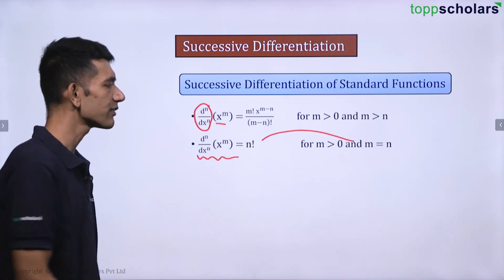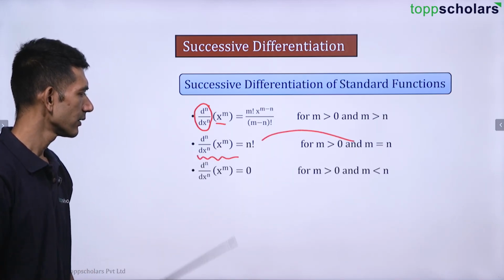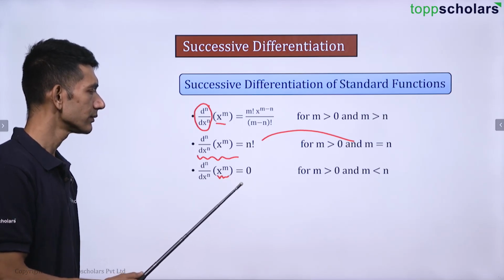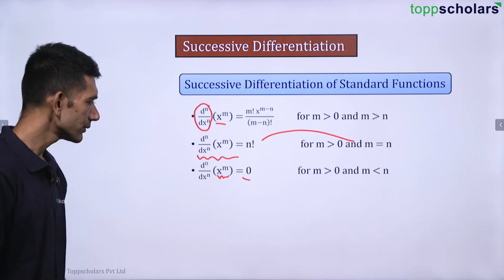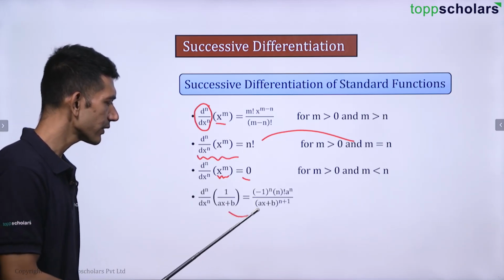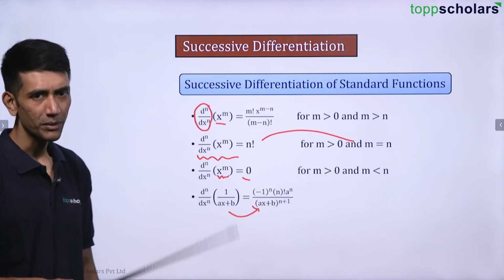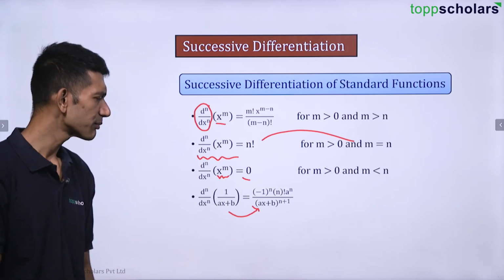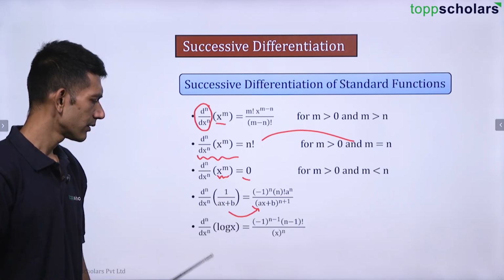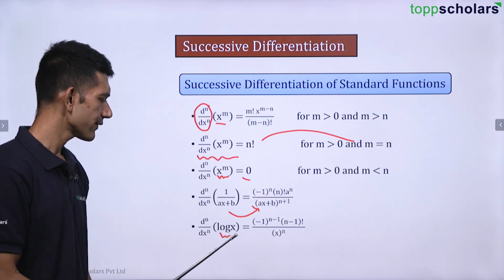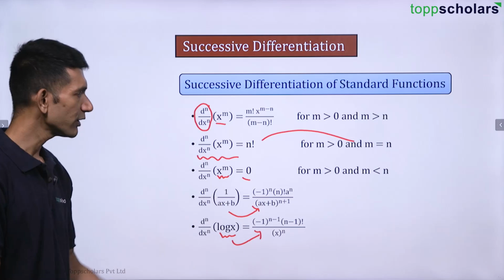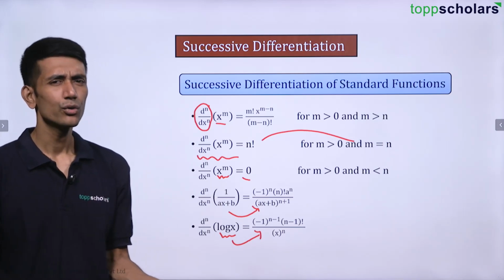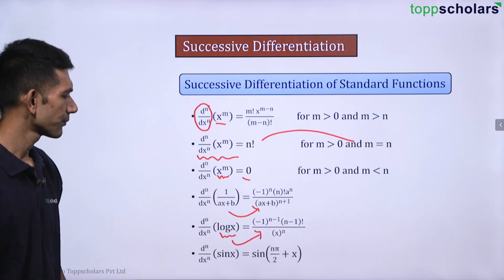If m is equal to n, this is the condition. Derivative of a constant is 0. Here if m is 0, that will become a constant. This is the nth order derivative for 1 by x or 1 by ax plus b. And this is the nth order derivative of log x. So please make a note of this. We are directly going to use this in solving problems.